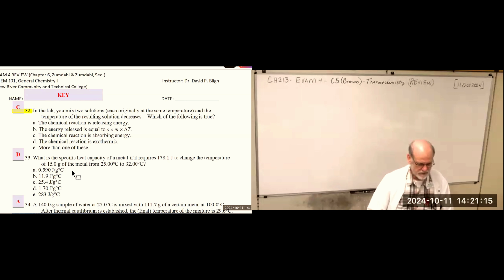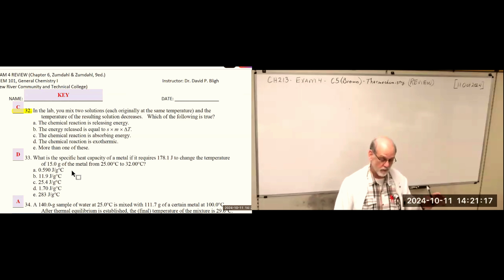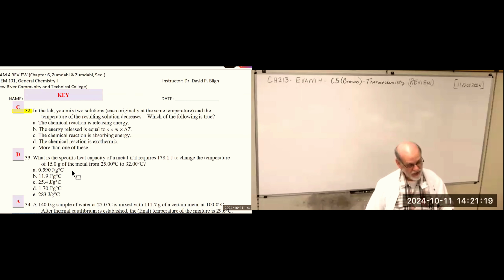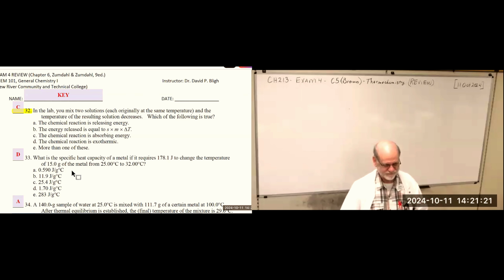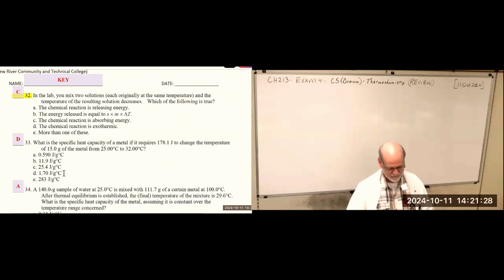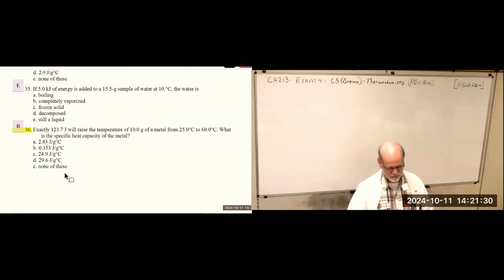Now, this is heat of solution. If you take a solid and dissolve it in water, sometimes it gets hot, sometimes it gets cold. And there's no way to tell, except experimentally, which one works. There's no good theory that predicts that one.